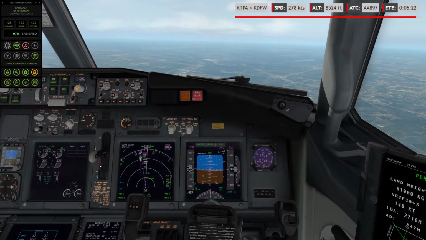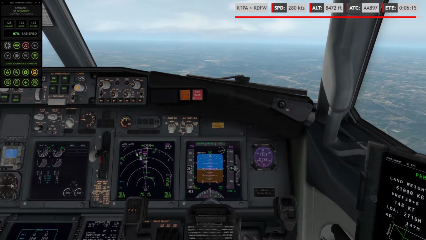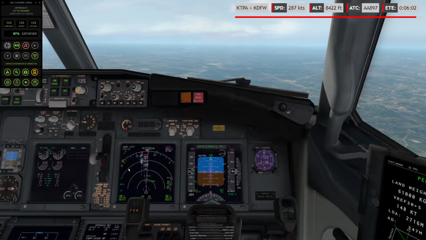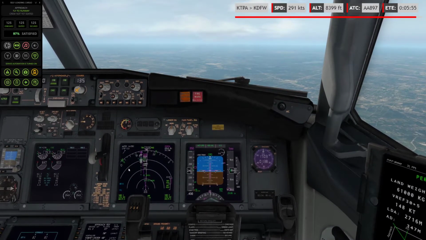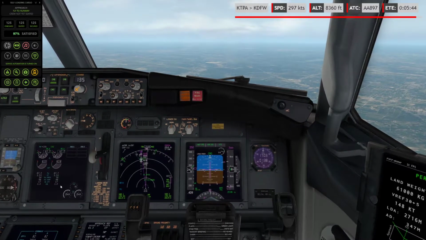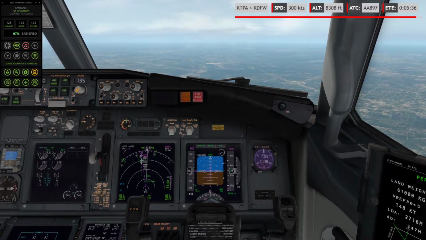Alright, passengers are pretty satisfied. Oh, I think we have a wind shift over there. I'll just refresh the weather just in case.